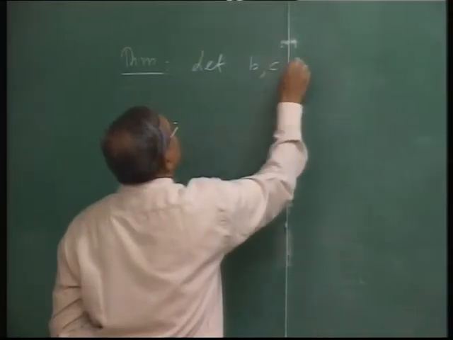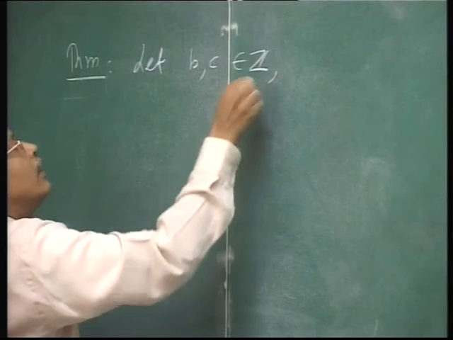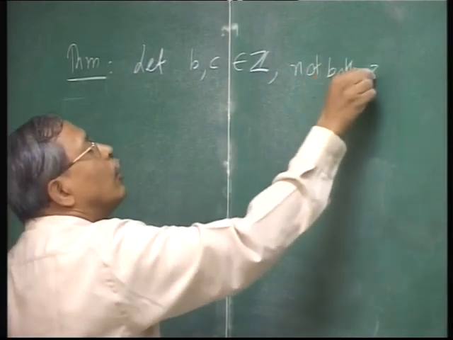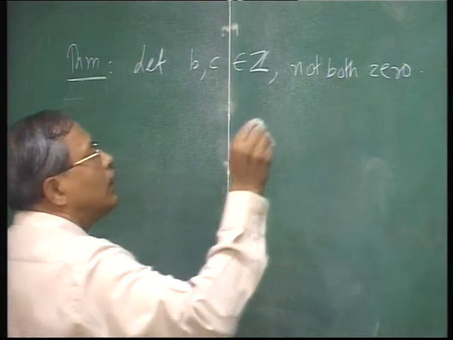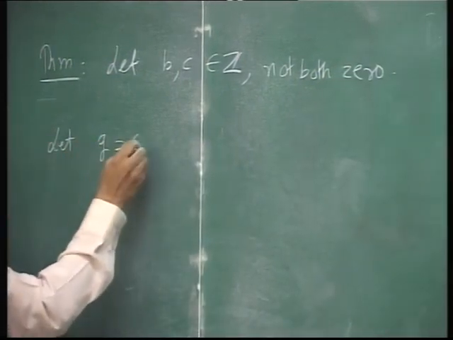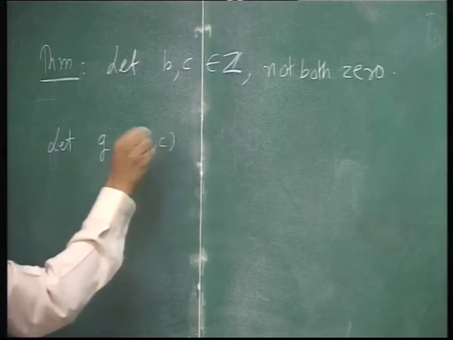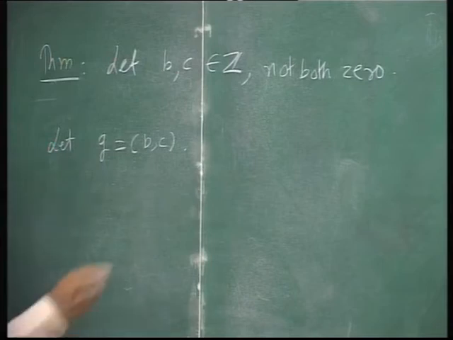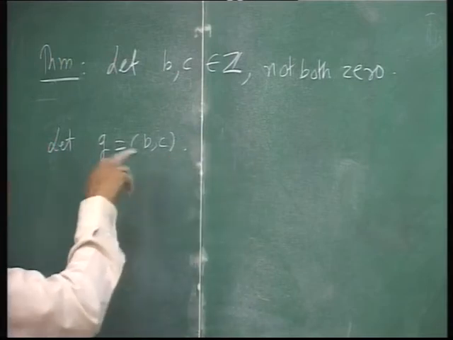Let B, C belong to Z, not both 0. Let G equal GCD of B and C. That is, it is a GCD of B and C. Then it is a combination of B and C.